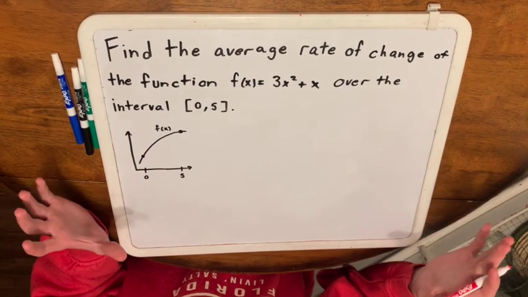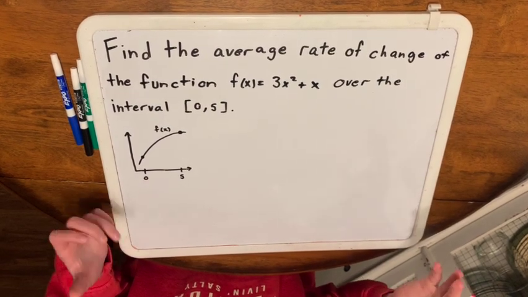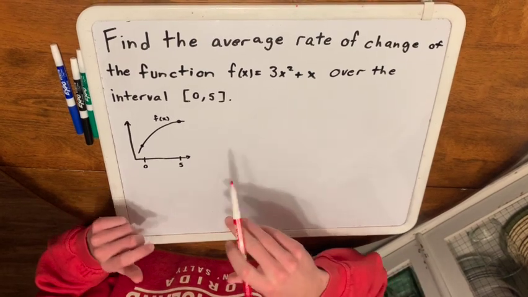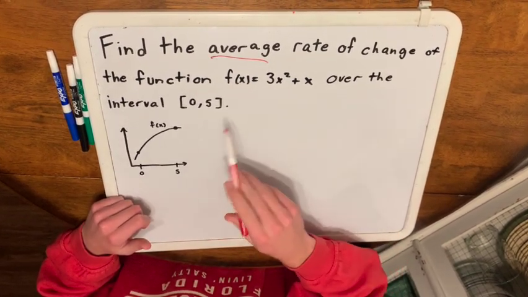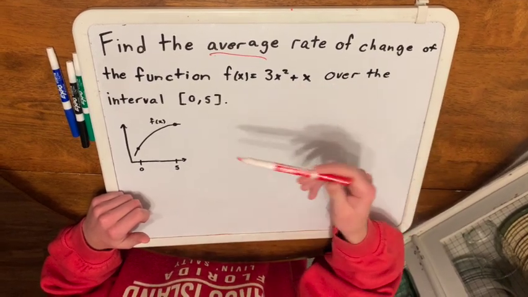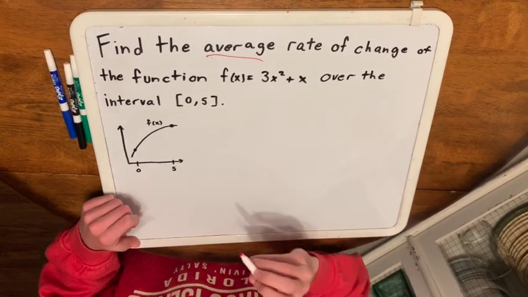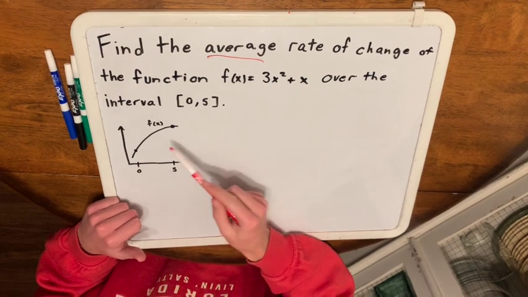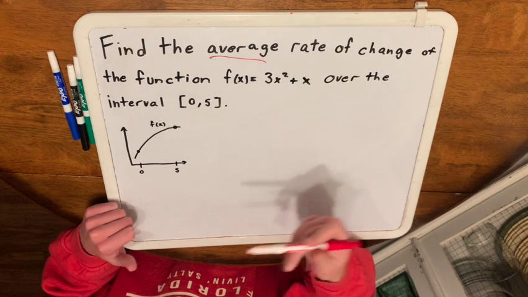Alright guys, we're going to transition to the whiteboard here, and we're going to start with a pretty easy example. What this is asking us to do is find the average rate of change of the function f of x, which is 3x squared plus x, over the interval 0 to 5. And these are all x values, obviously. Let's just say that this is the graph of 3x squared plus x. It's obviously not, but for simplicity's sake, we're going to say that it is.